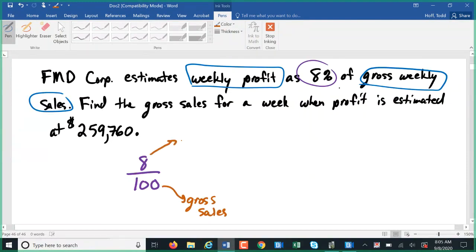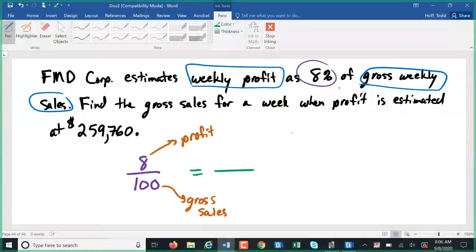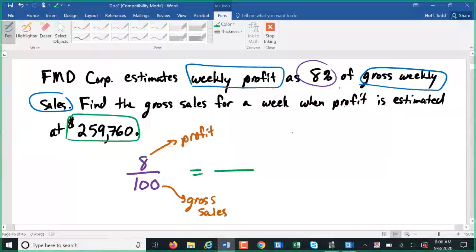The 8% then represents the profit. Now, when I go to set up the other side of this proportion, the numbers I put in here have to represent the same things. So I have the number, the 259,760. Does that represent gross sales or does it represent profit? Well, find the gross sales for a week when profit is estimated at. That's the profit estimate. That represents the profit. $259,760.